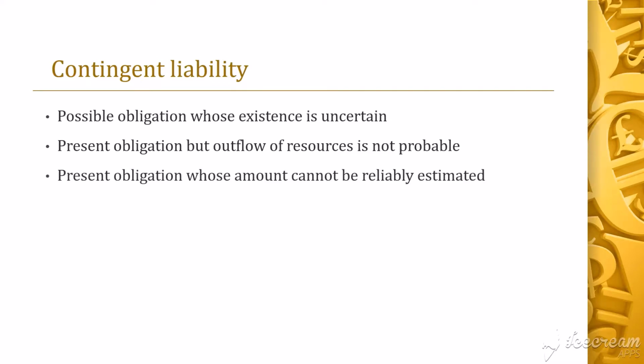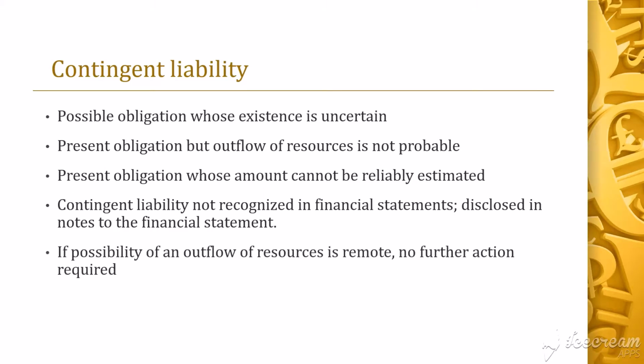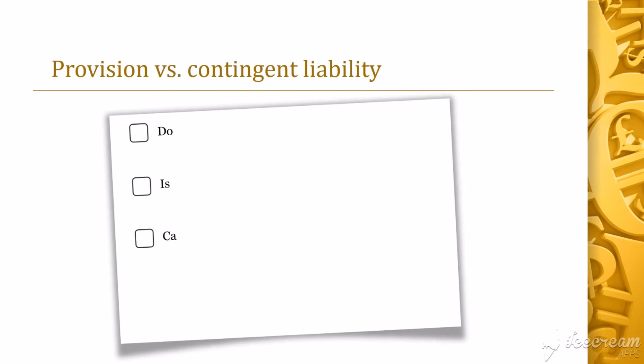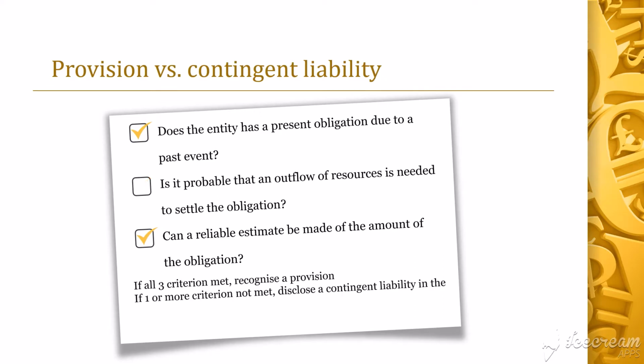A contingent liability is only disclosed in the notes to the financial statements. It is not recognized in the financial statements directly. However, if the possibility of an outflow of resources is extremely low, the entity is not required to disclose the liability in the notes. Do you remember the three criteria for recognizing a provision? I mentioned that all three criteria must be met before a provision is recognized. So if one or more criteria are not met, we will disclose it as a contingent liability in the notes to the financial statements, unless the possibility of an outflow of resources is extremely low.